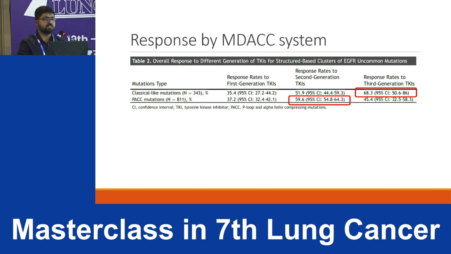Also, they grouped these mutations. Initially, we saw one classification, the MDSCC classification. So these mutations again were classified based on that system. And here they found that they were able to be grouped into 2 groups. The classical-like mutations had a better response rate with the third generation TKI, that is osimertinib. And mutations which were like the PACC mutations had better response rates to second generation TKIs.